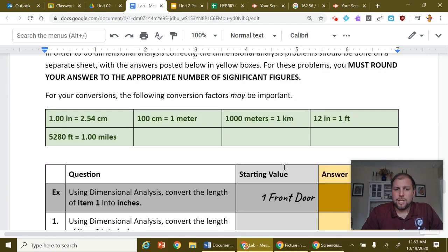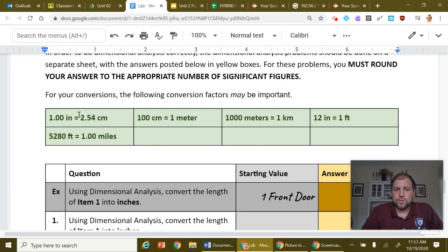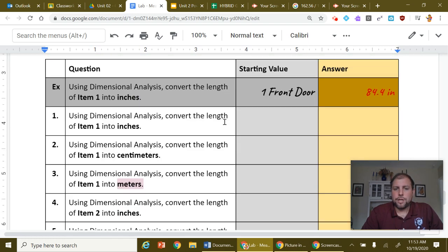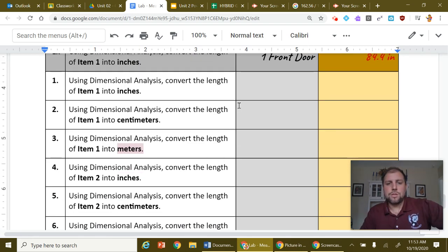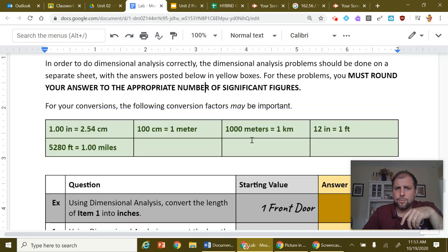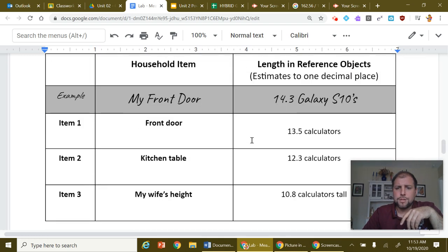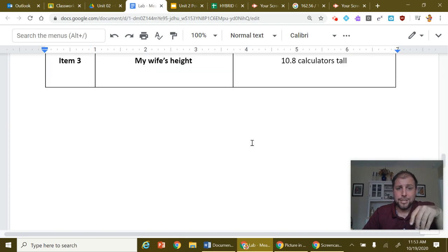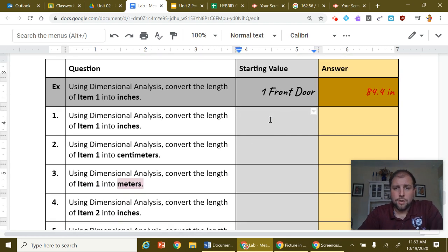Okay, so we go down here. Now I've got some conversion factors that will hopefully help you out. Problem number 1: using dimensional analysis, convert the length of item 1 into inches. Item 1 was my front door, and I'm converting that into inches. My starting thing is 1 front door, and I'm going to be converting it into inches. If I was setting this lab up again, I'd probably put another column in here for final units, but we'll do our best. Hopefully this video helps you. You're the first ones to do this lab, so let's see if this works.